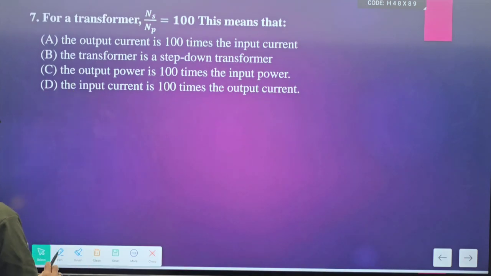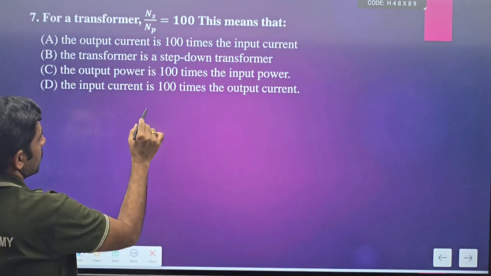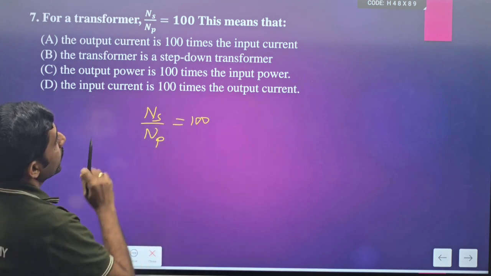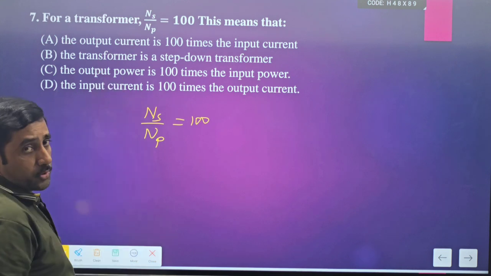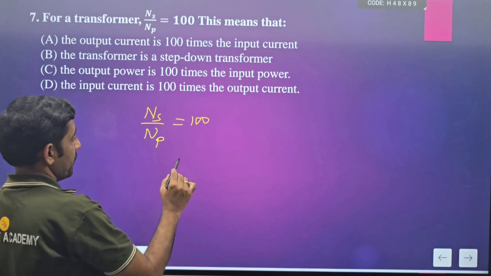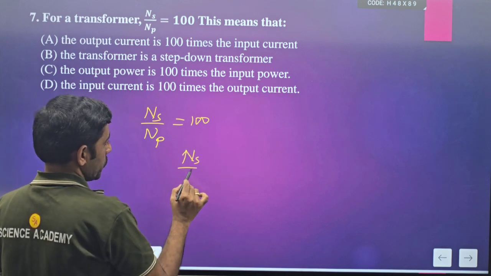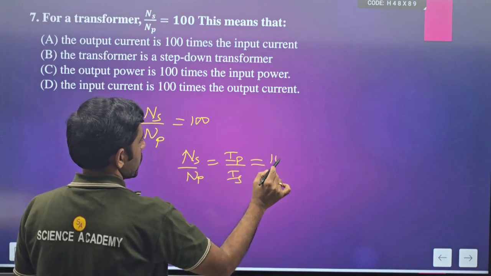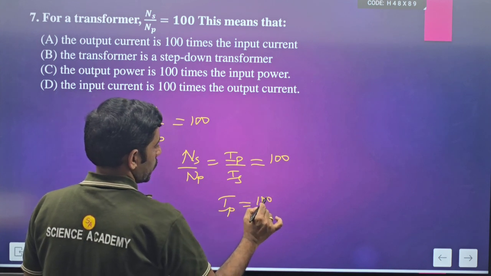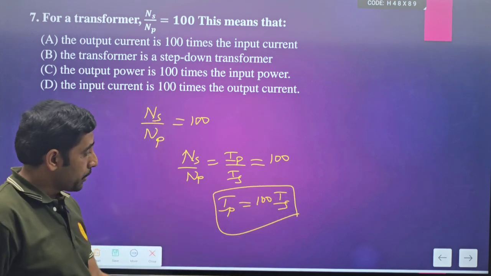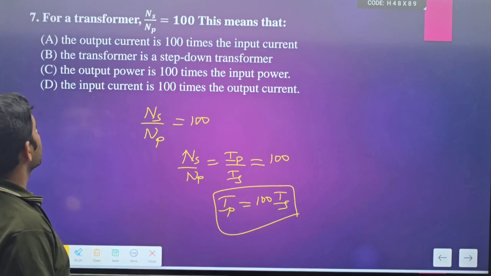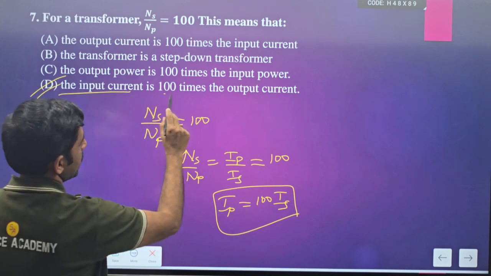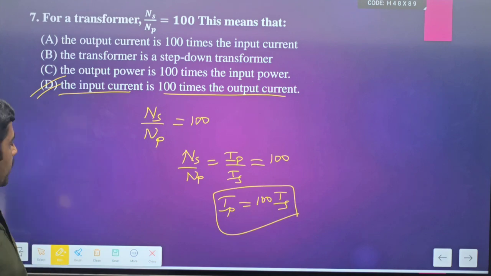For a transformer, Ns divided by Np is equal to 100. The number of turns in the secondary divided by the number of turns in the primary is 100. Here the current is given, so you should observe the relation between number of turns and current. They are inversely proportional. So Ns by Np is equal to Ip divided by Is, which is equal to 100. Therefore Ip is equal to 100 times Is. I mean the primary current is 100 times the secondary current, or the input current is 100 times the output current. So option D is the right answer.